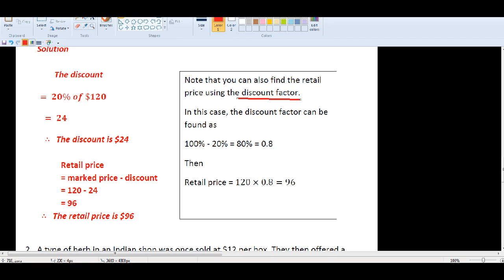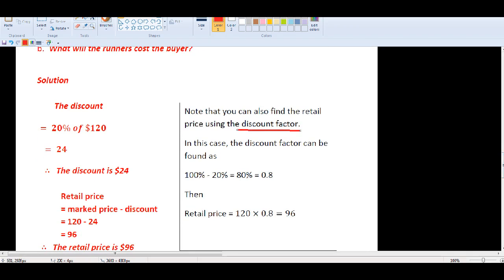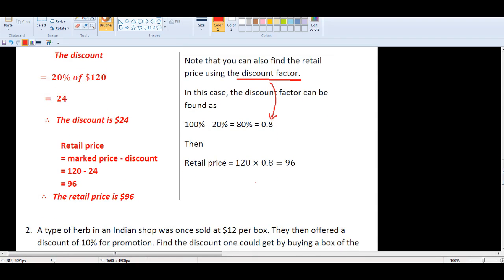Discount factor means, remember, that we regard the marked price as 100%. From that 100%, you reduce it by the discount percentage. For example, if the discount percentage this time is 20%, you take 100% away 20%, which equals 80%. 80% is 0.8. So that 0.8 is what we call the discount factor. This discount factor can be applied directly to the marked price. So marked price times discount factor will give you the retail price directly.